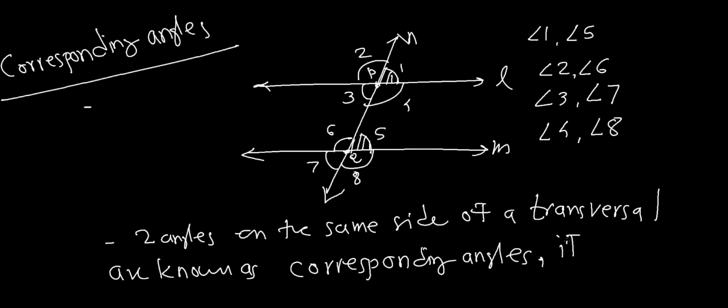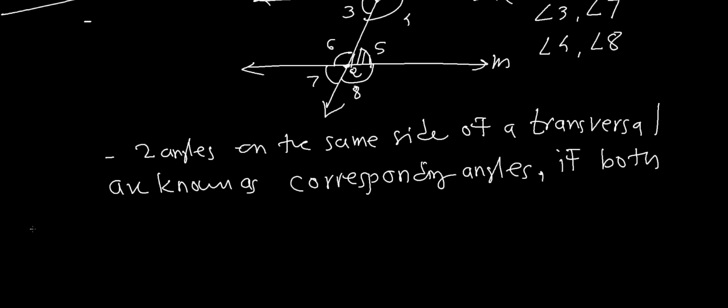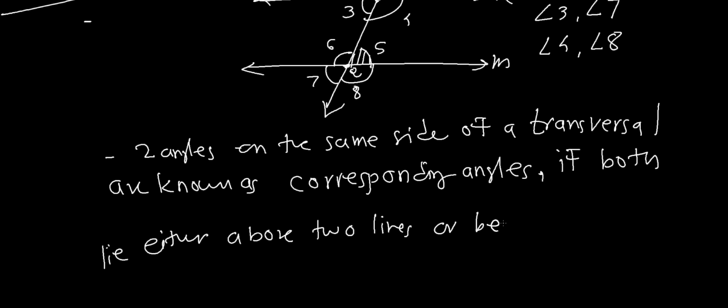Two angles on the same side of the transversal are known as corresponding angles if both lie either above the two lines or below the two lines.